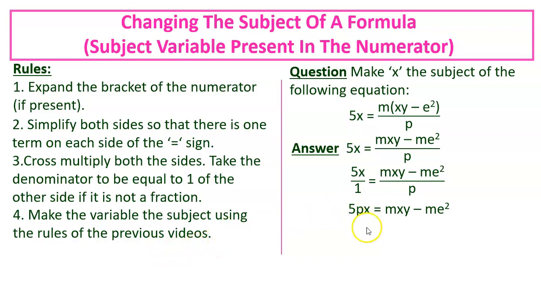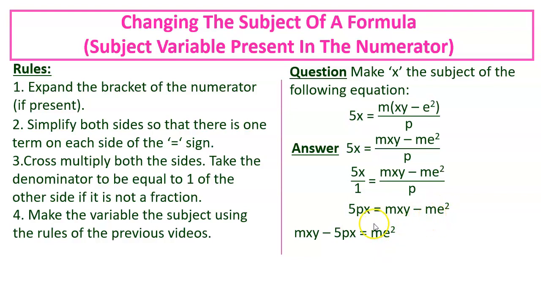So in the previous videos, what did we see? If we have the formula or the equation containing the variable in more than one term, then we bring all the terms containing the variable on one side of the equal to sign and take all the other terms to the other side. Over here we are seeing there are two terms containing x, 5px and mxy. So we will be bringing these two terms to one side of the equal to sign, and there is a single term which doesn't contain x, so we do not have to do anything more to it.